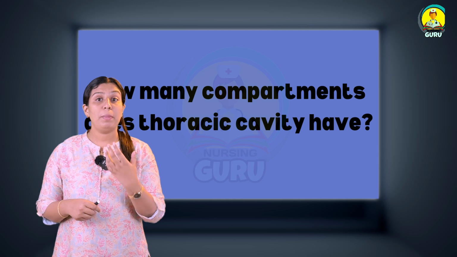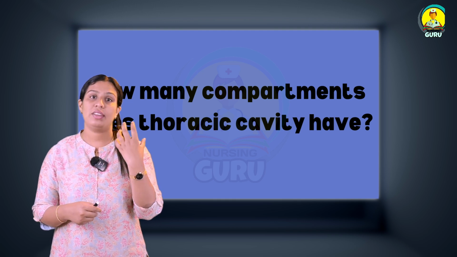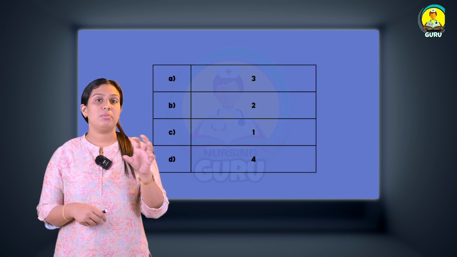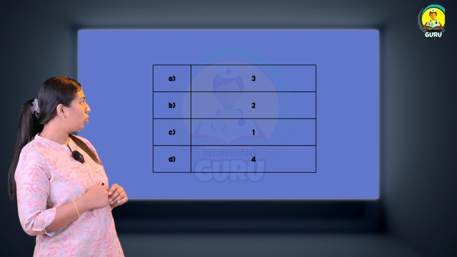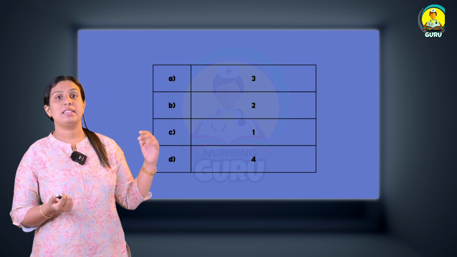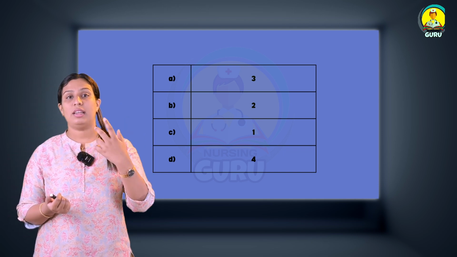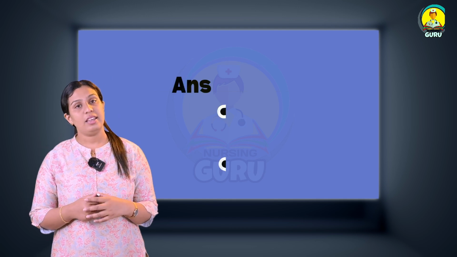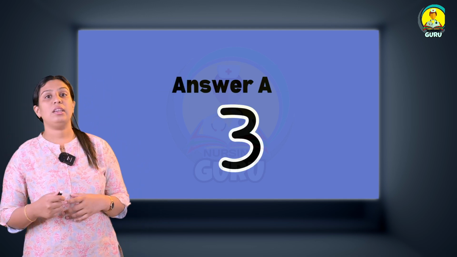How many compartments does the thoracic cavity have? Definitely the options will be numbers. The first option is 3, next is 2, next is 1 and the last option is 4. Here the answer is option A.